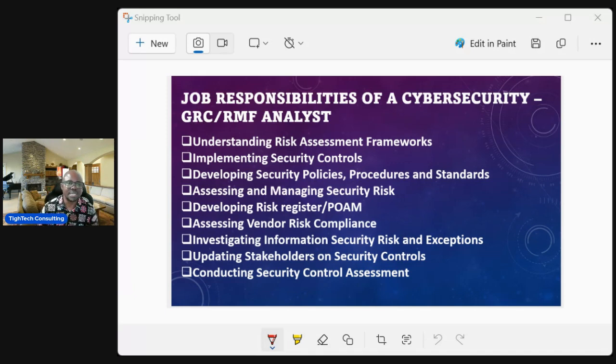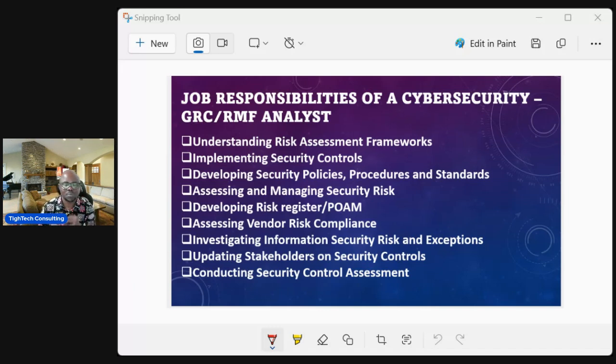Another of our job responsibilities is investigating information security risk and exemptions. Now, there are some risks that cannot be immediately remediated that we're going to be accepting as an organization. Before they accept that risk, there must be a justification why that risk needs to be accepted. There must be a business reason. So that business reason needs to be documented, and someone needs to sign off on it or approve it. So it is our job responsibility as a GRC analyst to put together this business justification, review it to make sure that yes, it's actually justifiable, and then send it to your appropriate manager or supervisor who will approve it. That is part of our job responsibility.